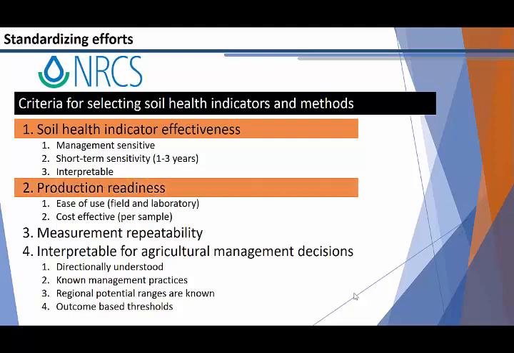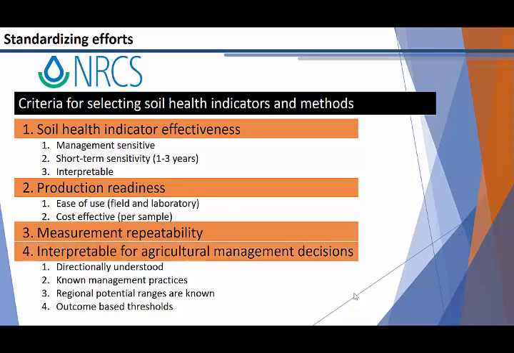And then we also have the effect of production readiness. How easy it is to measure that indicator, how cost effective it is. Those are two things that are important for evaluating these. Then we have repeatability, how easy it is to repeat those results. So if I measure it one time and get a result and measure it another time and get a completely different result, then that's not repeatable because it's giving me different results. And then this is probably the most important for the CCAs here, interpretable for agricultural management decisions.